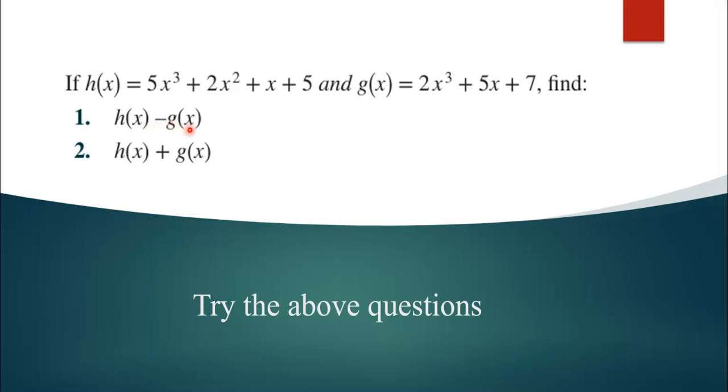We can perform all operations on polynomials. We can subtract polynomials. We can add polynomials. We can divide polynomials, and then we can multiply polynomials. In this lesson, we will look at the subtraction, the addition, and the division. The multiplication of polynomials will be done in another lesson. So we are going to try the questions above.